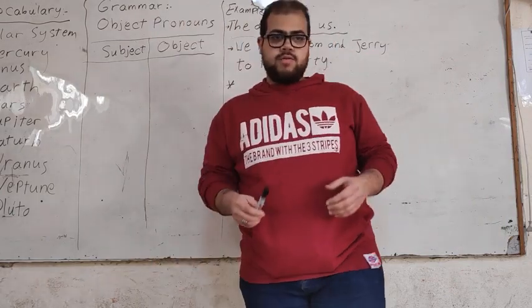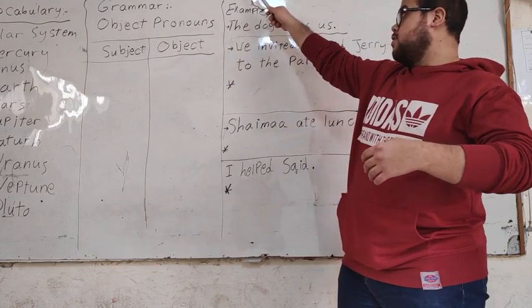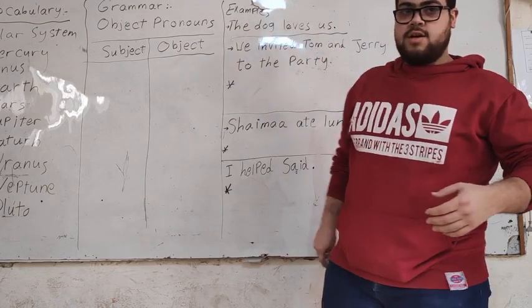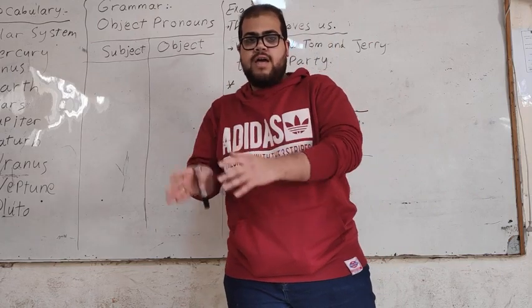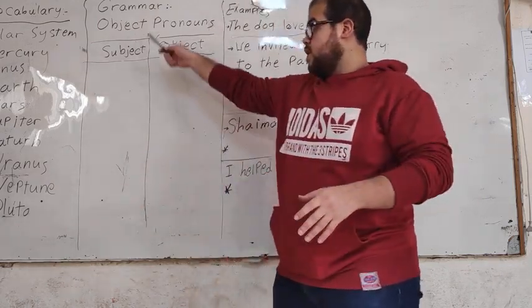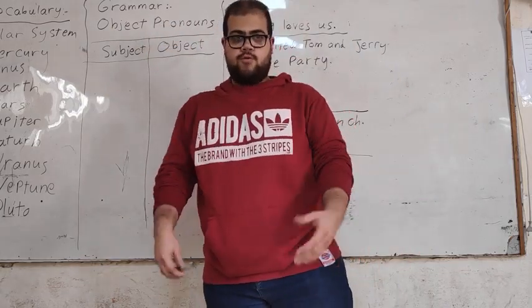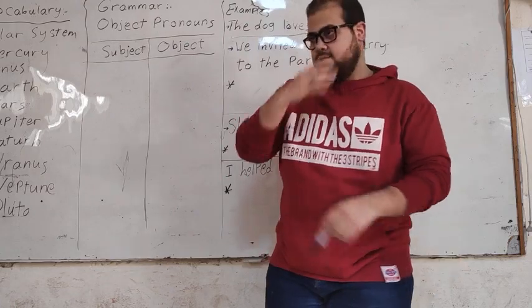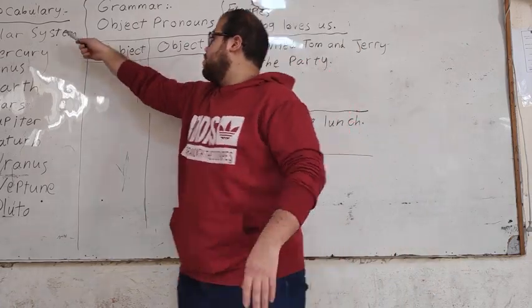So today we are going to take Unit 11, the title is At the Planetarium. The vocabulary mainly is going to be about the solar system and its planets. We're going also to take a piece of grammar, object pronouns, and the imperative form. So let's get started. The first thing we're going to talk about is new vocabulary.